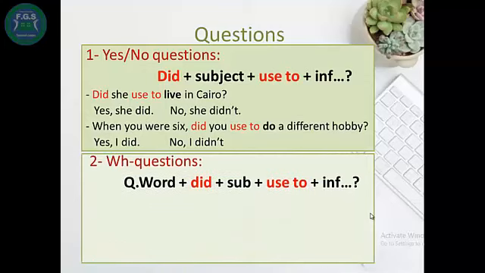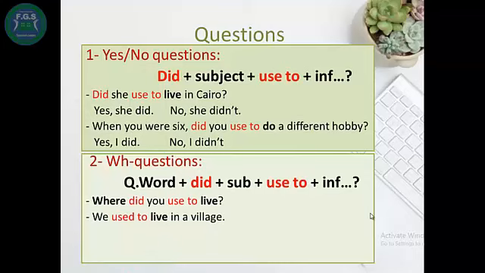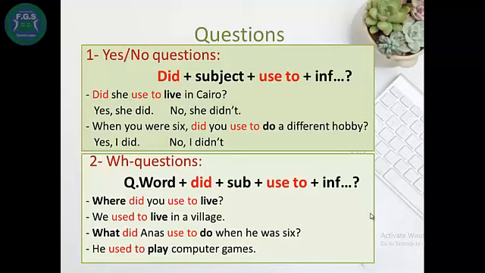WH question. Question word plus did plus subject plus use to plus the infinitive. Where did you use to live? We used to live in a village. What did Anas use to do when he was 6? He used to play computer games.